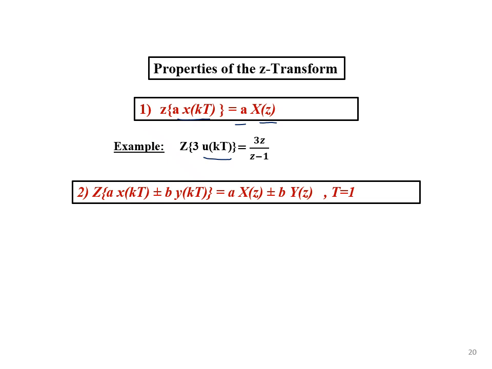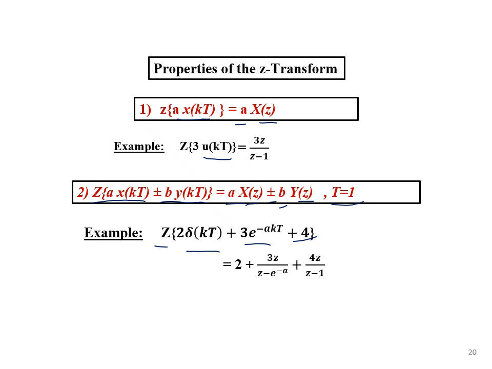linearity. We have z of a x of kt plus or minus b y of kt. We multiply x of z by a and add it to y of z times b. If we have this, we need to get the transform of 2 times impulse plus 3 times exponential plus 4. We get the impulse equal 1 and multiplied by 2, and the exponential, which is z over z minus e power negative at, multiplied by 3. And for the 4, we get the transform of 1, the constant, which equals z over z minus 1, multiplied by 4.